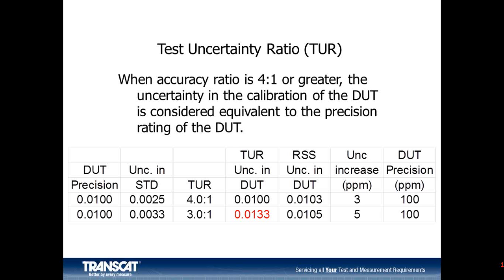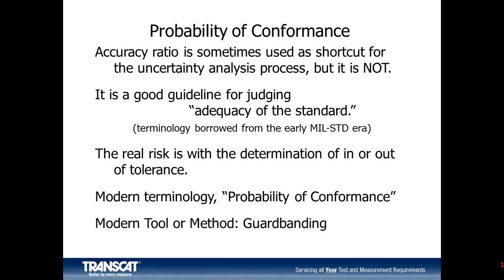There are indeed some calibration schemes where 3-to-1 is a mandated guideline, not 4-to-1. One of those is high-level mass calibration. So there's not some magic guideline per se about this 4-to-1 ratio. It's a nice tool when it applies, but it has a limit of applicability. As I said before, it's sometimes used as a shortcut for the uncertainty analysis, but it's really not.